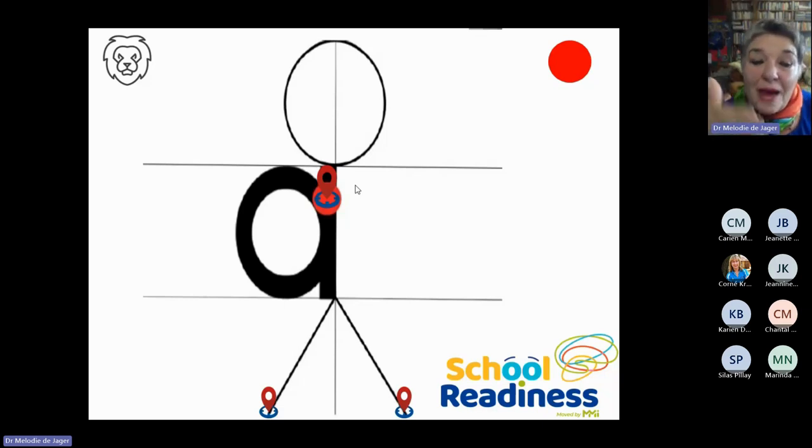So we are seeing the back of their body. Can you see their feet are planted firmly on the ground? And they are facing away from us. Can you see there are no eyes, no nose, no mouth? It's because they're facing away from you.